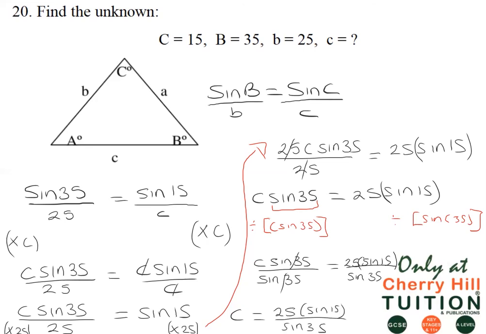And now all we need to do is plug this into our calculators and see what we get. So we have 25 sine of 15 over sine of 35. And what this will do is give us an answer of 11.28. Okay, so 11.28 is your answer. Pause the video now and have a go at this on your own to check if you get the right answer.